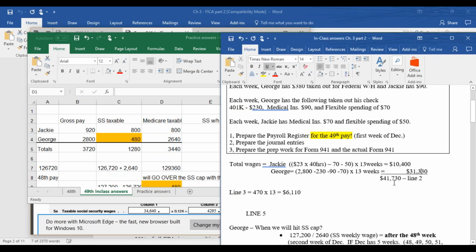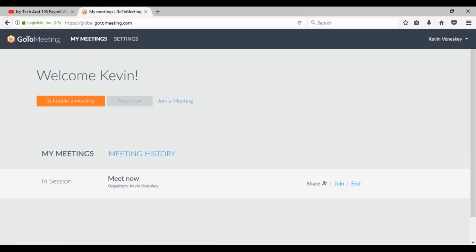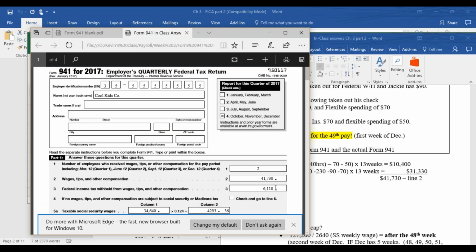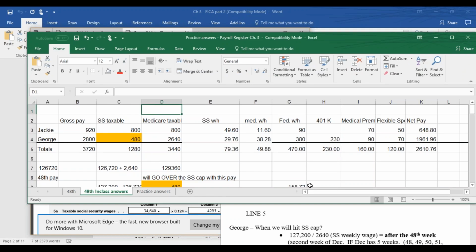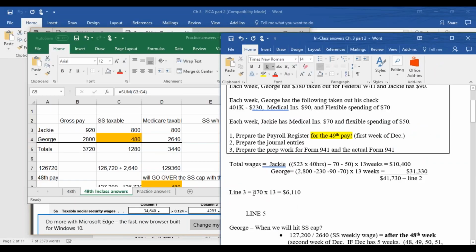So total, we would have on our form 941, $41,730 on line 2. So I'm going to pull that up now. So there's the $41,730 in line 2. Line 3 is very easy. If we just look at our payroll register, it shows we have $470 taken out on a weekly basis. And remember, there are 13 weeks in a quarter. So simply take the 470 times 13 weeks, 6110.